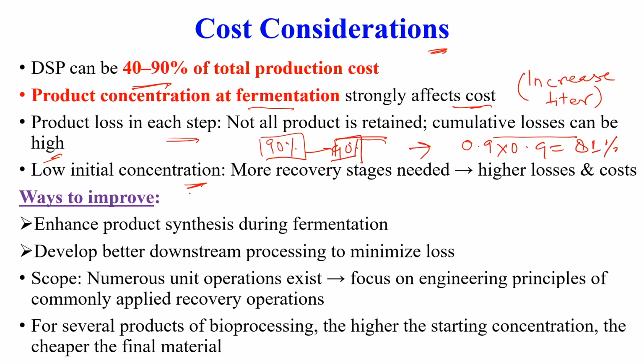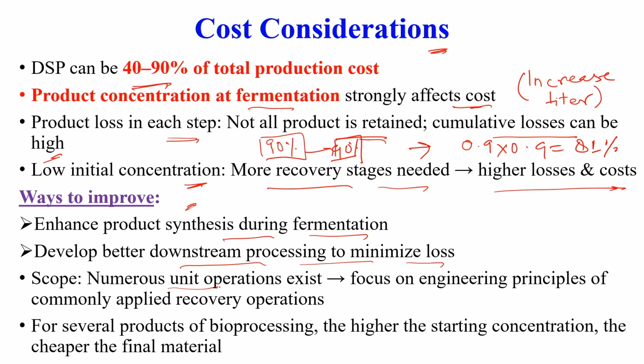And this is again true if there is a low initial concentration, which means you need more recovery steps, and then there is higher loss and accordingly more cost. So, what are the ways to improve? First, enhance the product synthesis during the fermentation, and develop better downstream processing to minimize the loss. You can have downstream unit operations which give better separation efficiency, it can be 99%, 98%.